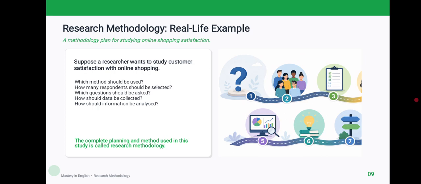Next question we have, how many respondents should be selected? Select the sample. It may be 450, it may be 1000, it may be 100. So here clearly identify the sample and which question should be asked. Maybe open ended, maybe closed ended, maybe yes no type questions, multiple choice questions, maybe rank wise questions. So here identify which kind of question they should ask to get the data.